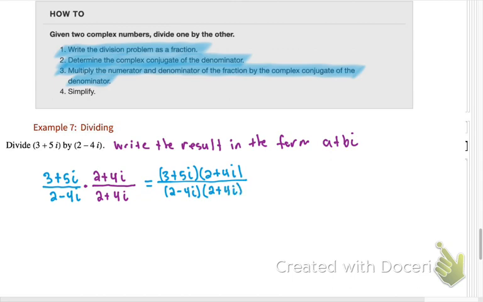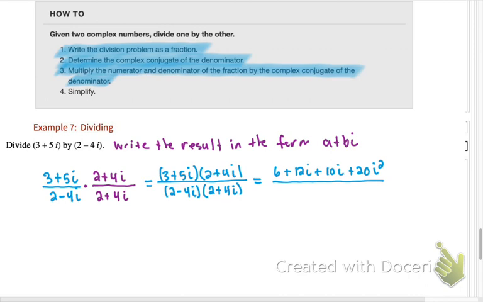Okay. Now, we're going to FOIL on top and bottom. I'm going to skip the part where I draw the arrows. But in the numerator, when we FOIL, 3 times 2 is 6. 3 times 4i is 12i. 5i times 2 is 10i. And 5i times 4i is going to be a positive 20i squared.